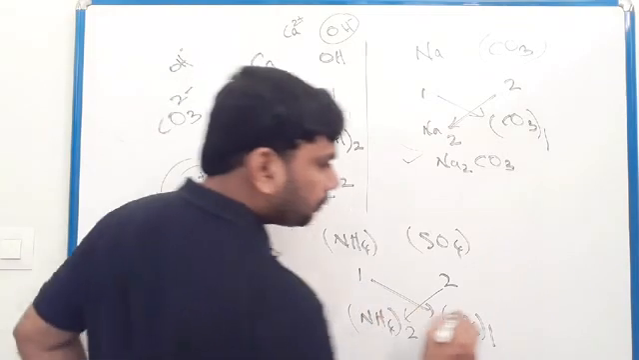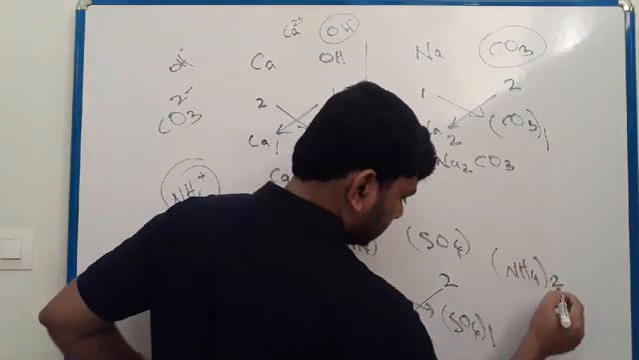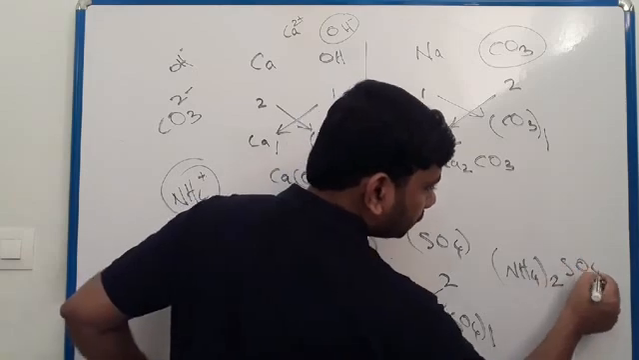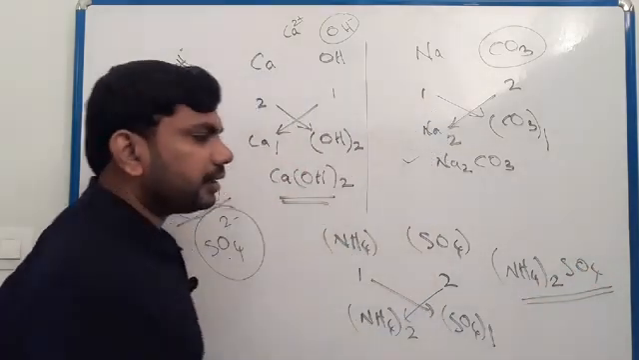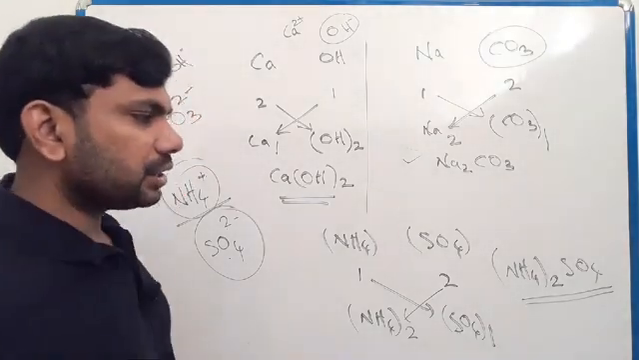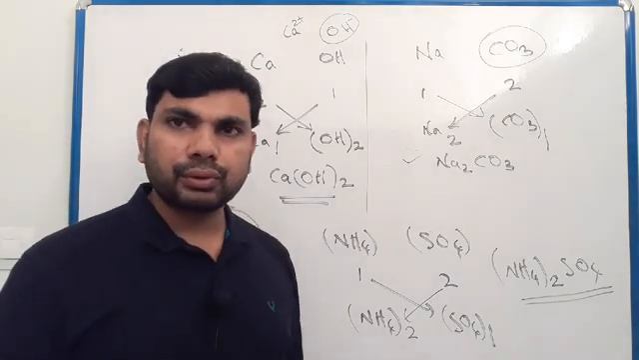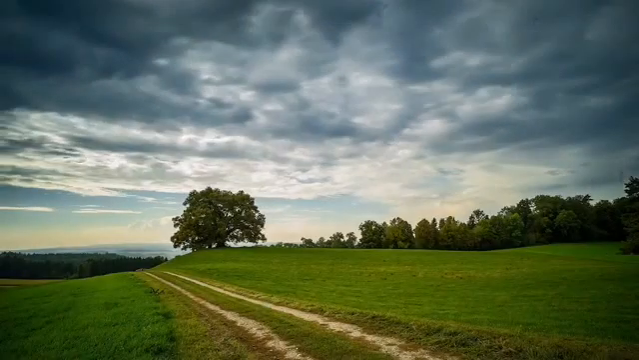Okay, so the formula will be NH4 twice SO4. This is the formula, (NH4)2SO4. 1 no need to mention. So ammonium sulfate, (NH4)2SO4. Clear?